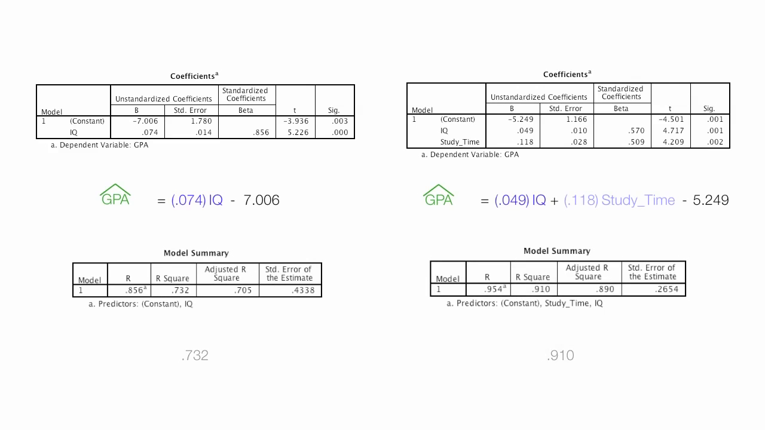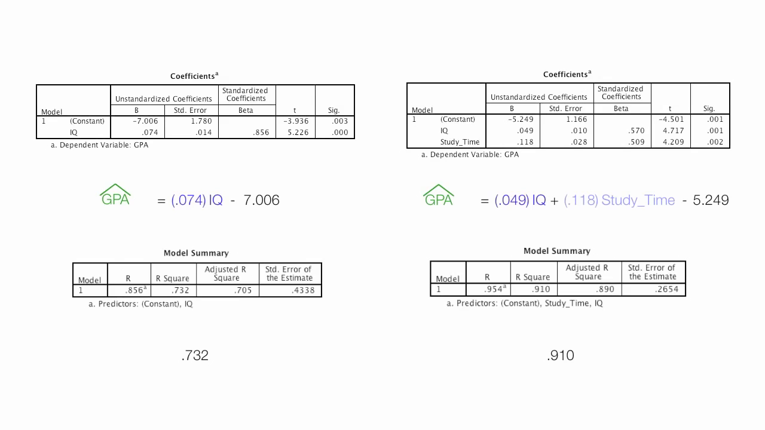Notice that the standard error of the estimate, which is 0.4338 with one variable, drops to 0.2654, lower is better, with two variables. So the equation improves. So in the end, it's better to have the two independent variables versus the one independent variable of IQ.